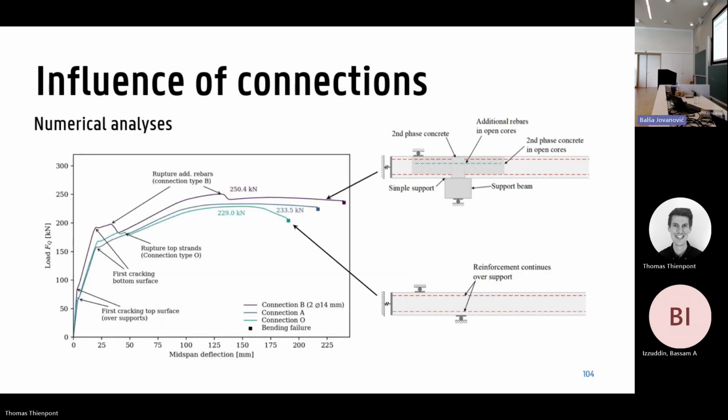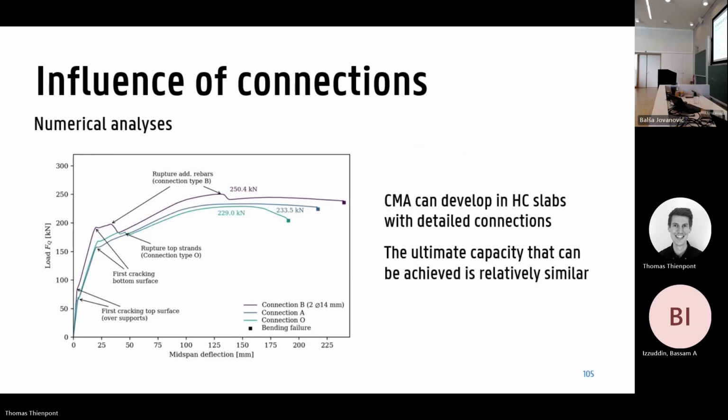And overall, I was very happy to see that this is indeed the case. So the green curve that you see at the bottom is the configuration that we used in the test. And the purple one at the top is one where we have a more detailed connection with actually an additional rebar over the connection. And we see that overall, the behavior is very similar. And moreover, in case of this additional rebar, the capacity is even a little bit higher. So that was, for us, a reason to conclude that compressive membrane action can also occur in case of hollow core slabs with more realistic connections.